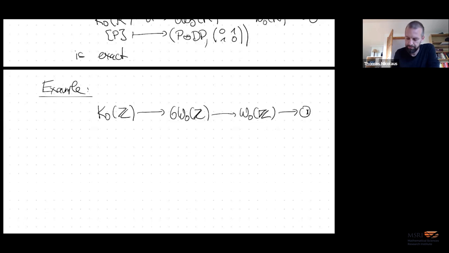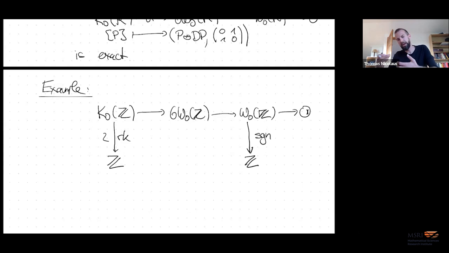Well, I guess most of you will probably know what K0 of the integers is, namely that's a copy of Z. And how does the isomorphism go? Well, the isomorphism is given by taking the rank. Just take a finite projective module over the integers and you take its rank. And then it actually turns out, if you want to study the Witt group of the integers, this is also Z. And what is the isomorphism here? That's the signature. When you have a symmetric bilinear form, you can always take its signature, which is, by Sylvester's theorem, well-defined. And that, in fact, will give you an isomorphism of the Witt group to the integers. And then it turns out that the Grothendieck-Witt group is actually, in this case, just the direct sum, Z plus Z.